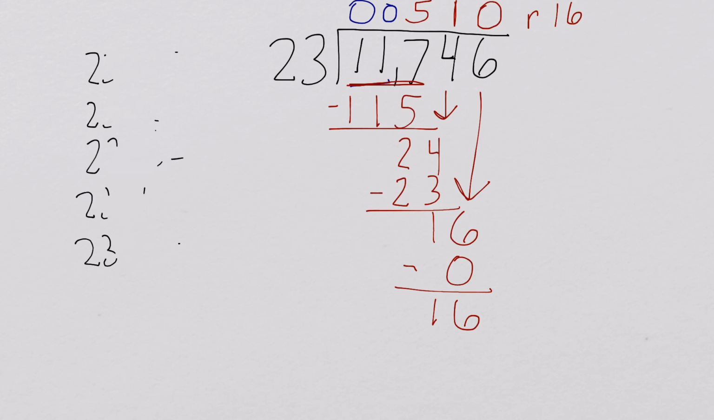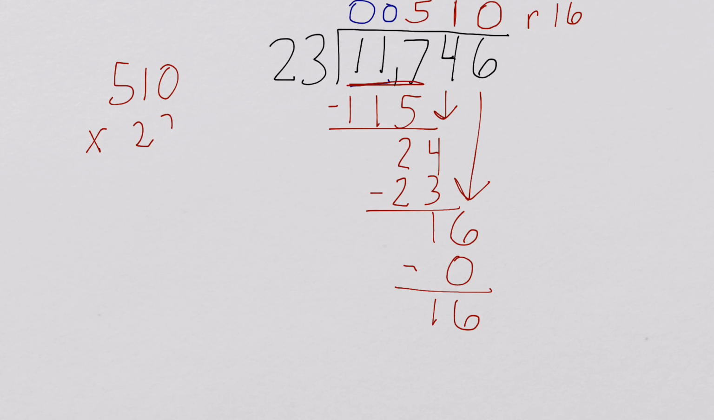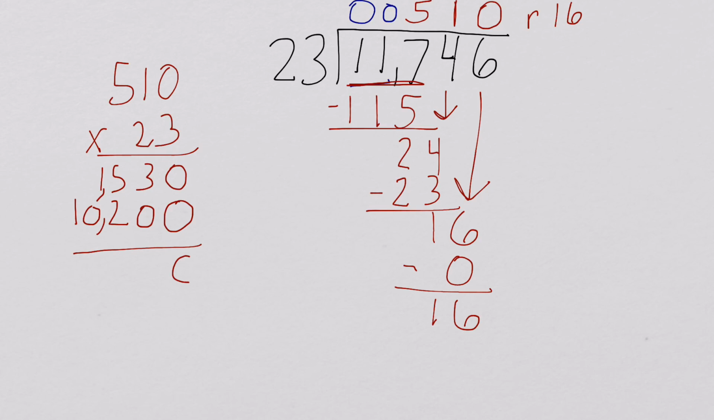We have 23 times 510. So 510 times 23. 3 times 0 is 0, 3 times 1 is 3, 3 times 5 is 15, so our first partial product is 1,530. Now we put in our 0 for moving over to the tens place. 2 times 0 is 0, 2 times 1 is 2, and 2 times 5 is 10. So our second partial product ends up being 10,200. Add them together, 0, 3, 7, 1, 1. We get 11,730.